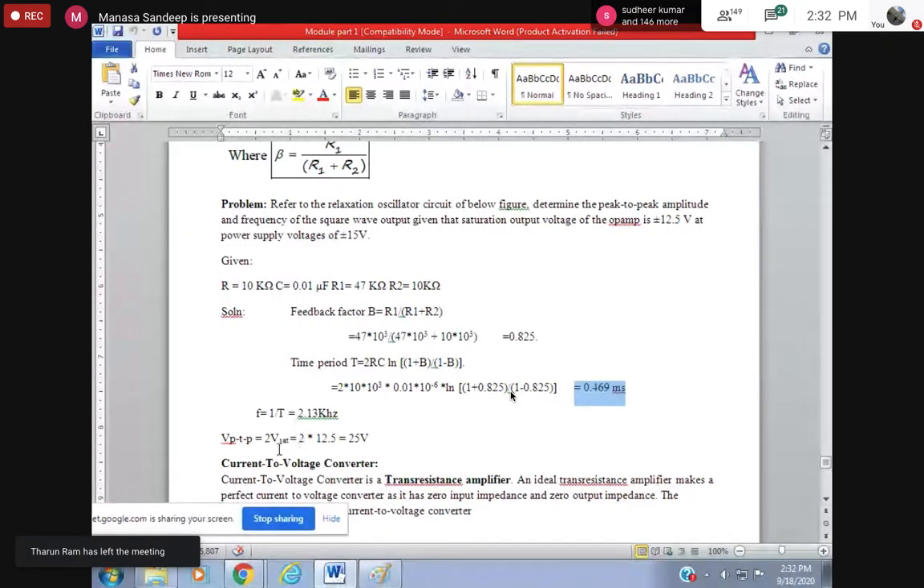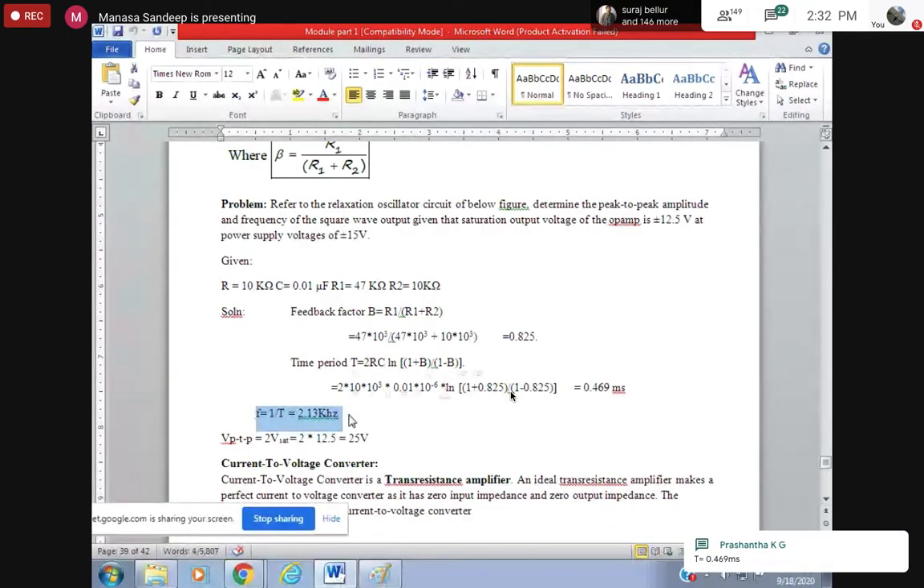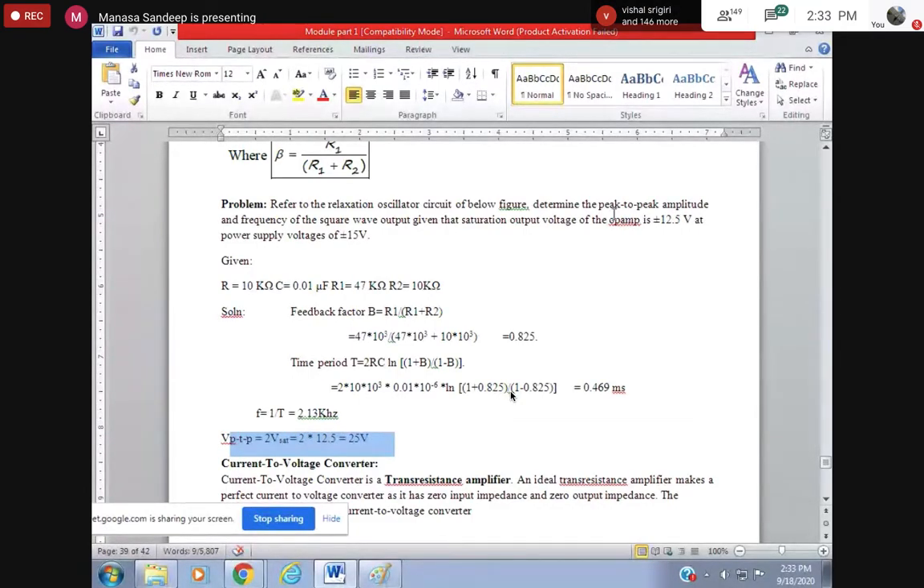So next, once you get T, what are you going to do? If you take the reciprocal of that T, you will get the frequency value, 2.13 kilohertz. Fine. So next, V peak to peak. What have they given? The saturation output value is plus 12.5.